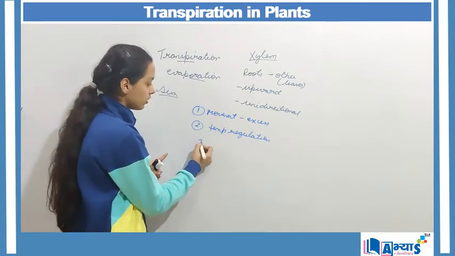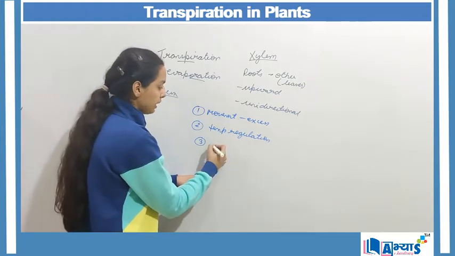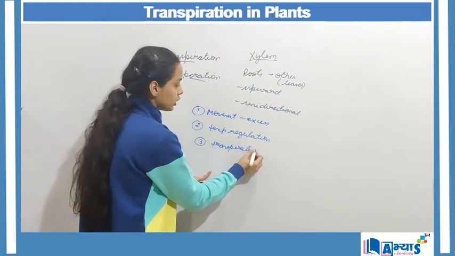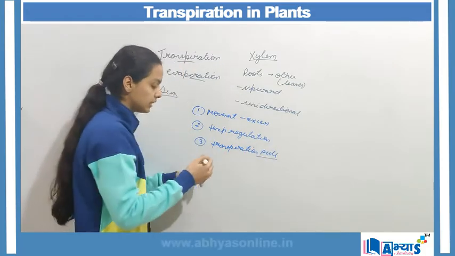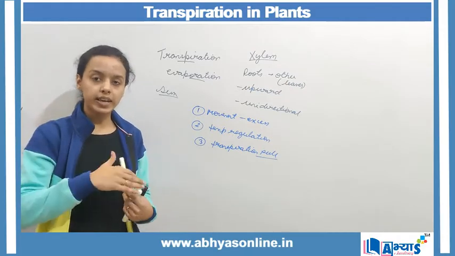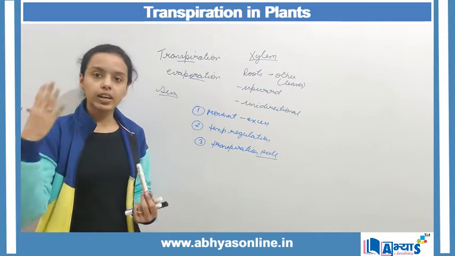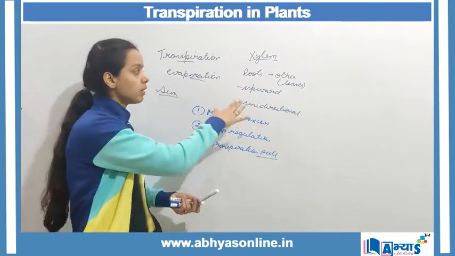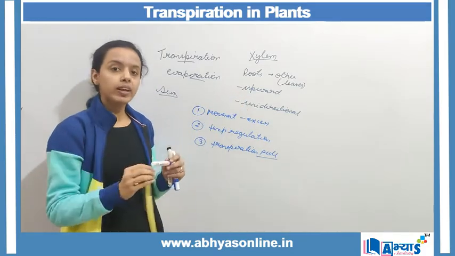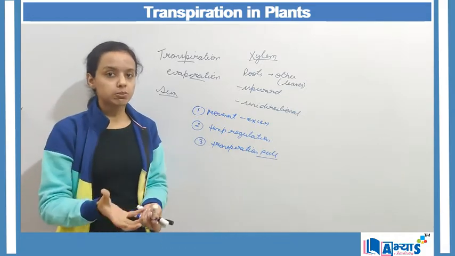This temperature regulation helps in proper growth and development of the plant body. The third important function of transpiration is the transpiration pull. Now what is transpiration pull? Transpiration pull basically refers to the upward movement of water in tall trees, or trees with great height. When the tree is really very tall, it is very difficult for the xylem vessel to transfer the water to the uppermost tip of that plant. So when it is unable to transfer that water, that transportation is done with the help of the transpiration pull.